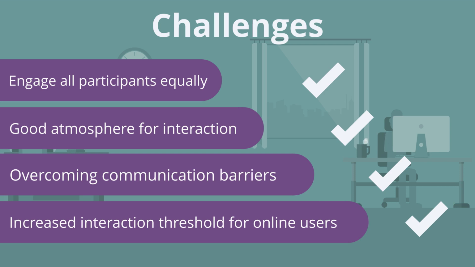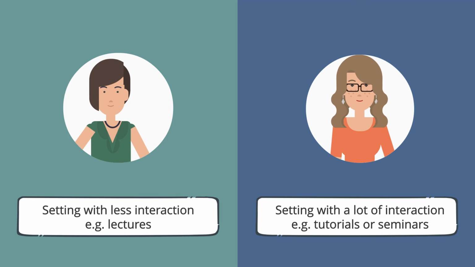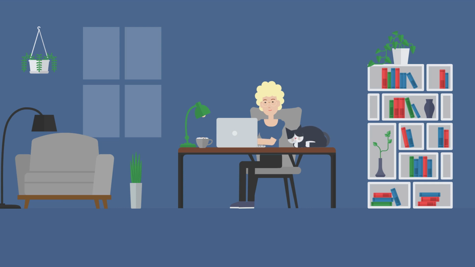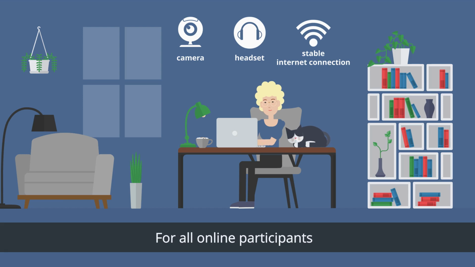Often, methods we know from classroom-based face-to-face formats cannot be applied directly to synchronous hybrid formats. We want to look separately at settings with lower and higher levels of interaction, for example lectures, tutorials, or seminars. However, regardless of the setting, students who participate online need a mobile device, preferably with a camera and a headset, as well as a stable internet connection.